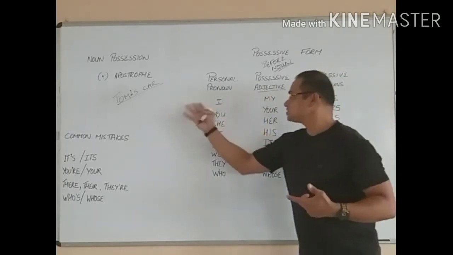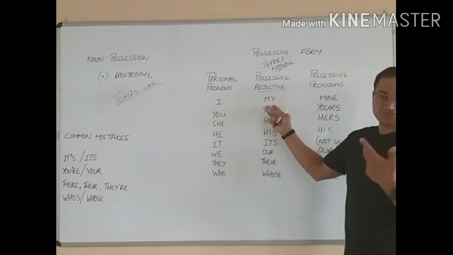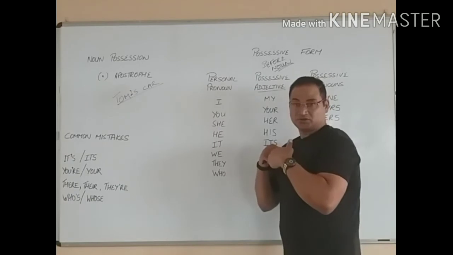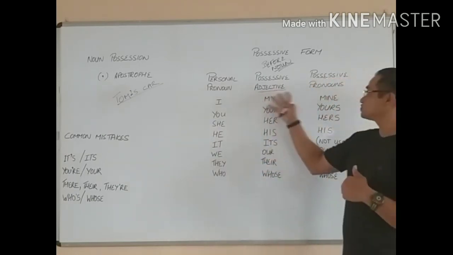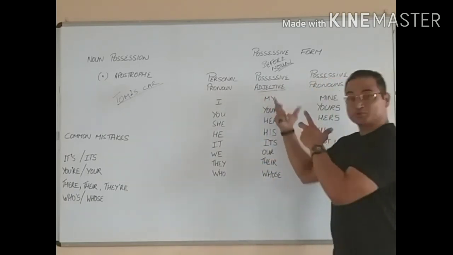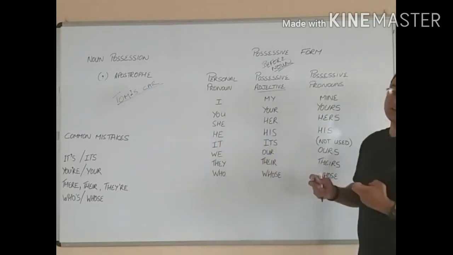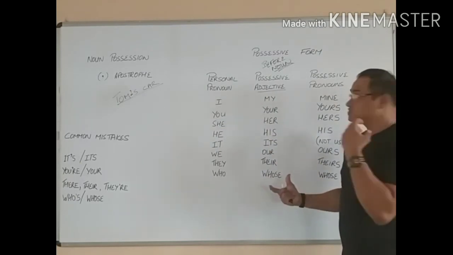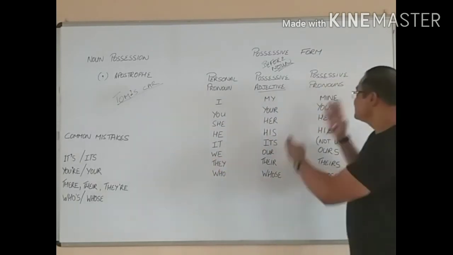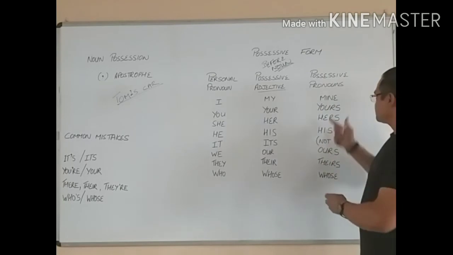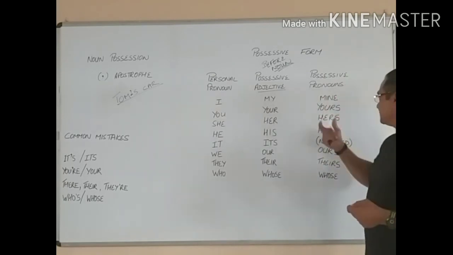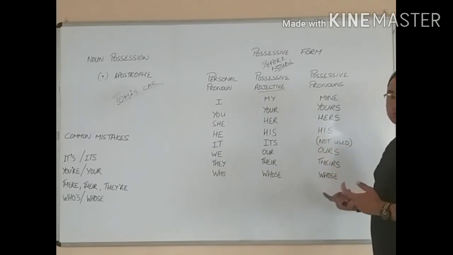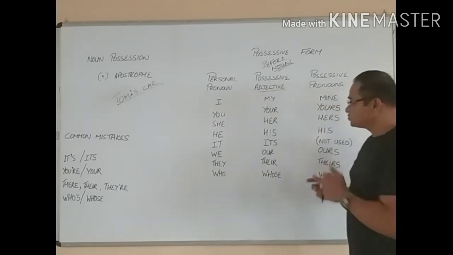You see the differences? I, personal pronoun. Possessive adjective, my car. I possess it. Something belongs to the owner. This is all showing possession. But the position of this in the sentence is very, very important. And if you understand this comes before the noun, you'll understand that this is a possessive adjective. These are independent. That's why they're coming as yours, mine, hers, his, not used for its, ours, theirs and whose. So these are independent, so it's coming in this way.